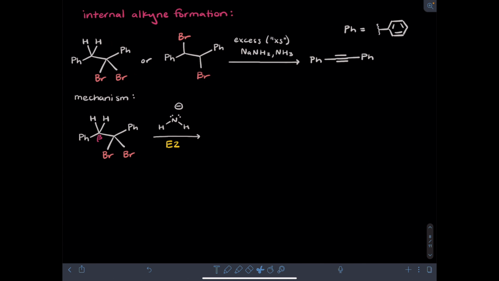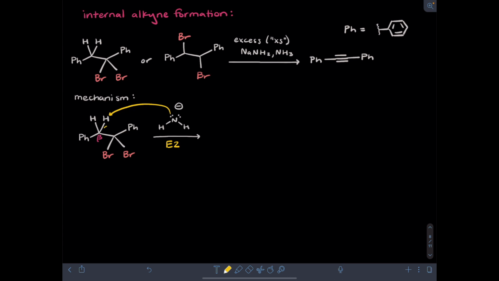Let's consider the geminal dihalide example first. The NH2- is a strong base that can cause an E2 reaction. For the E2, I'm going to look at my alpha position as the one connected to the bromines, and the beta position, which is the one whose CH bond is going to get deprotonated. I take the base to deprotonate one of the hydrogens at the beta position.